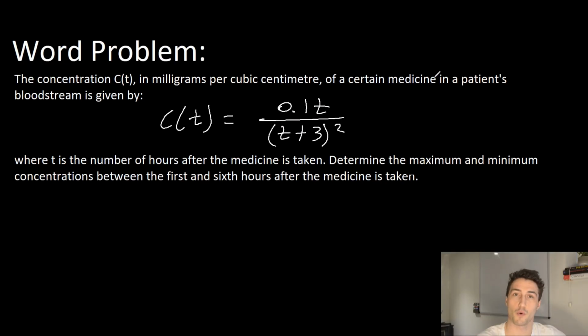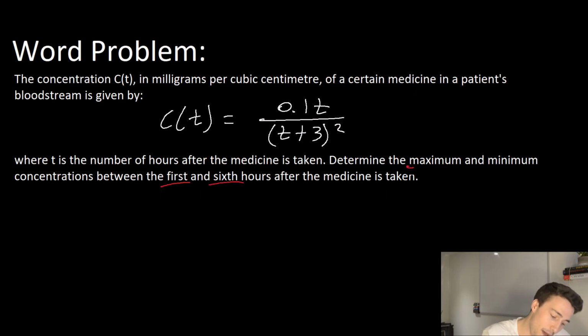All right, so now we're moving on to a word problem. And I think in these word problems, you'll start to see the rationale of why we're learning this, because it can have some pretty important implications. So this word problem states the concentration C of T in milligrams per cubic centimeter of a certain medicine in a patient's bloodstream is given by the function C of T is equal to 0.1 T over (T plus 3) squared, where T is the number of hours after the medicine is taken, and they're asking us to determine the maximum and minimum concentrations between the first and the 6th hours after the medicine is taken.